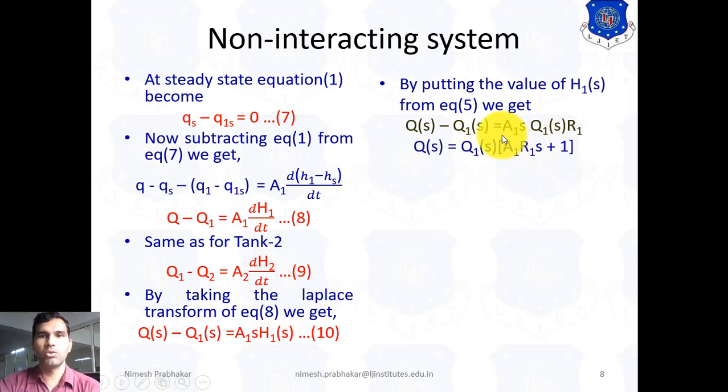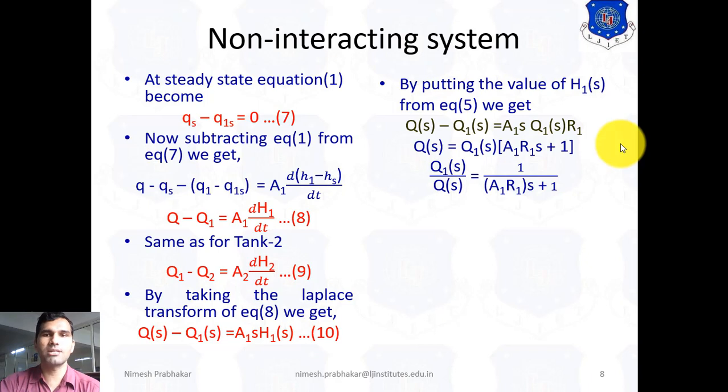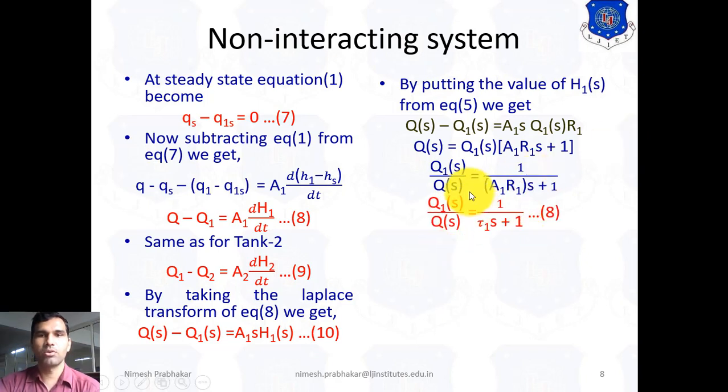So we can write Qs equals Q1s, which is common, times A1 R1 into S plus 1. So we can write this equation as Q1s upon Qs equals 1 upon A1 R1 S plus 1. So we can define this equation as Q1s upon Qs equals 1 upon tau 1 S plus 1. So here tau 1 represents nothing but A1 R1.